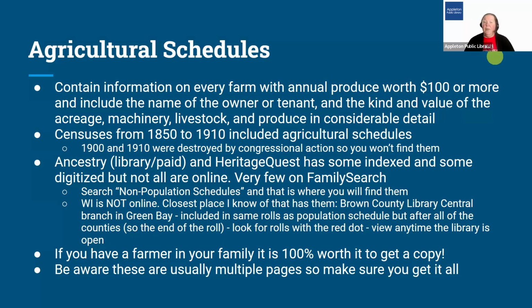So censuses from 1850 to 1910 had agricultural schedules. Unfortunately, 1900 and 1910 were destroyed by congressional action, so you won't find them at all, which is a really big bummer for those of us who have farming ancestors. But for the other years, from 1850 to 1900, you're able to find them. And then they are available online on Ancestry, both the library and the paid edition, as well as Heritage Quest.